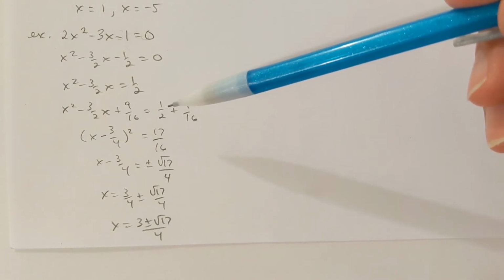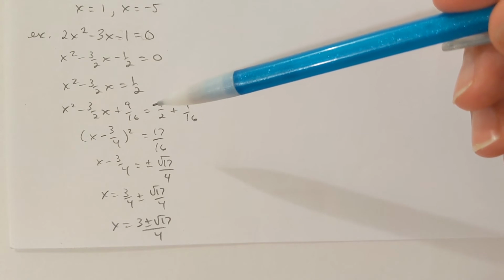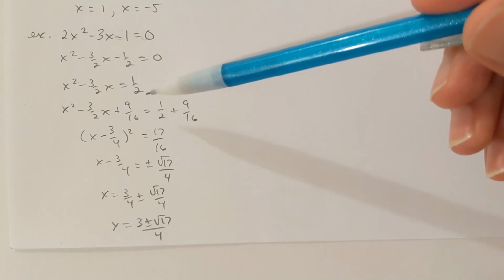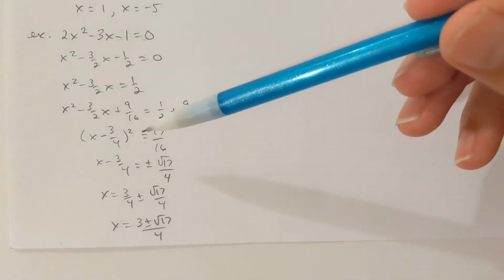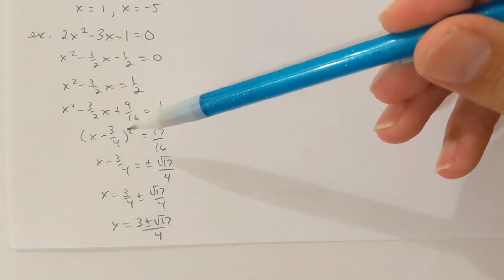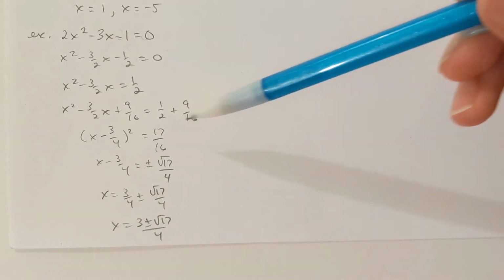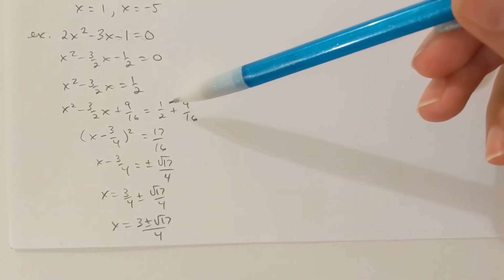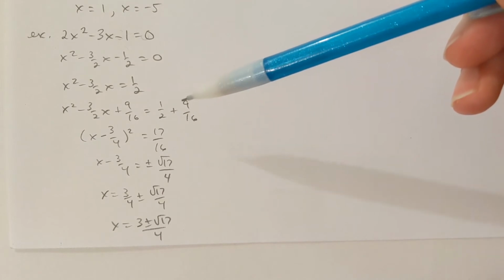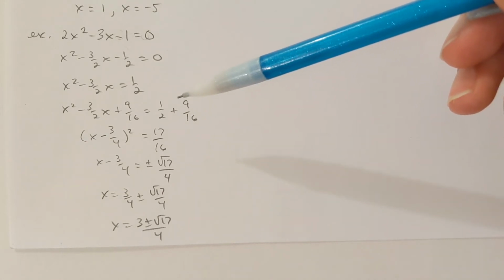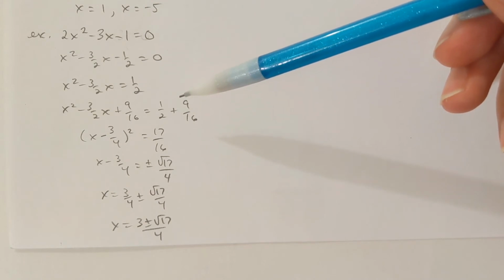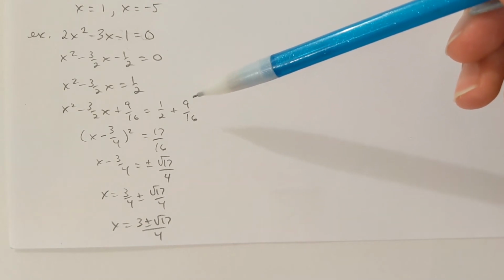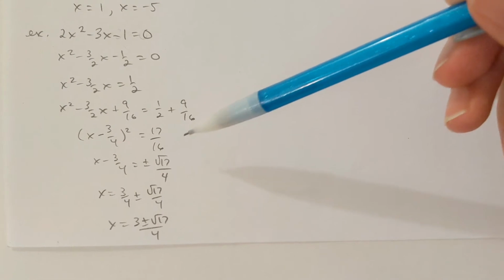Now the reason for doing that, because that's kind of a strange thing to do, is because the left side is always going to factor, and the factors are always the same. So how this factors is (x − 3/4)² equals, on the right, 1/2. That's the same as 8/16. 8/16 plus 9/16 is 17/16.